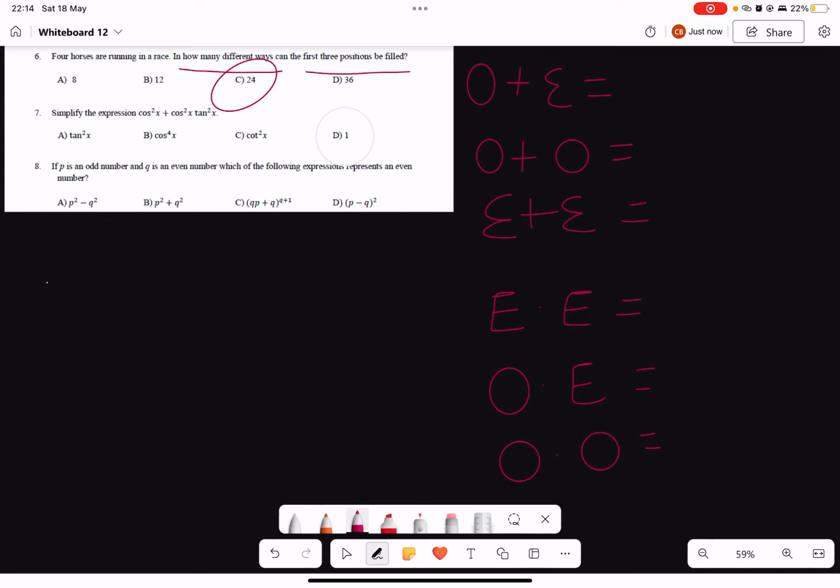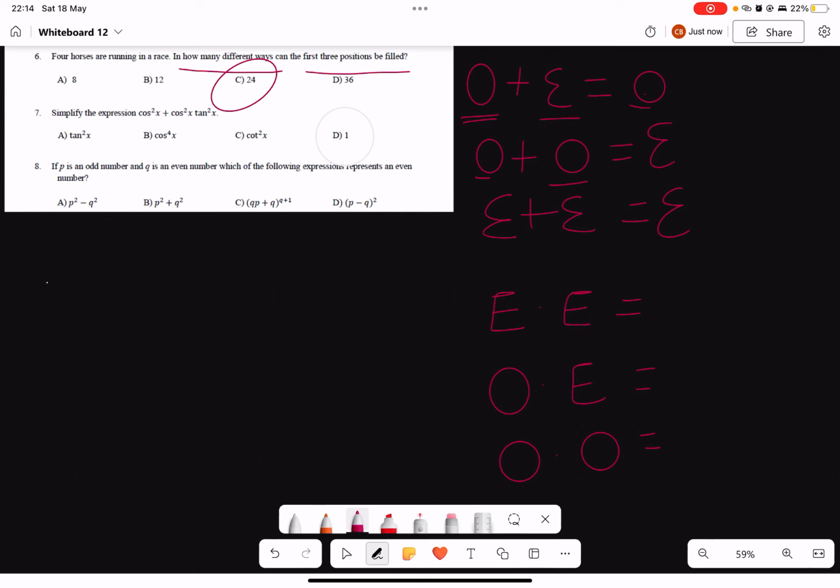All right. If you add an odd number with an even, the solution will always be odd. So odd plus even is odd. Odd plus odd is even. Even plus even is even. You can use actual numbers to test. For example, 3 plus 2: the answer will be 5, which is odd. Let's say 2 plus 2: the answer will be 4, which is even.